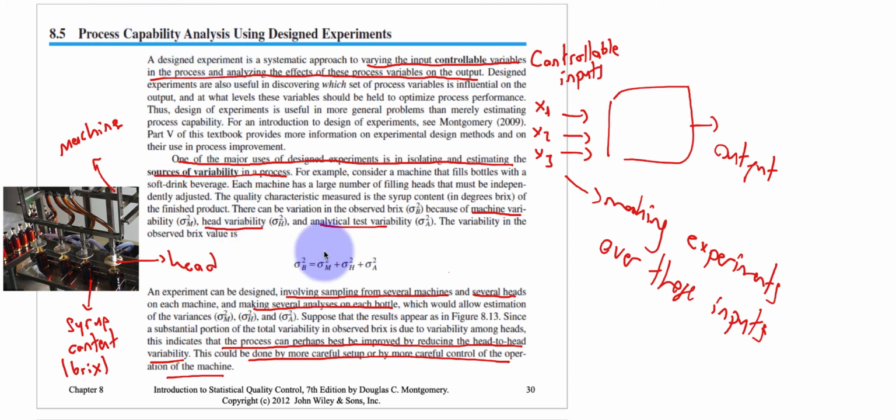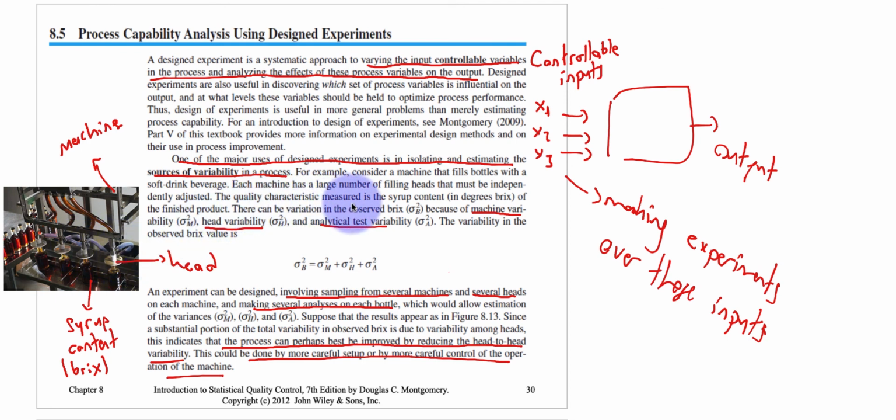Here there is an example. For example, consider a machine that fills bottles with a soft drink beverage like this. This is the process. Each machine has a large number of filling heads. These are the filling heads, that must be independently adjusted.